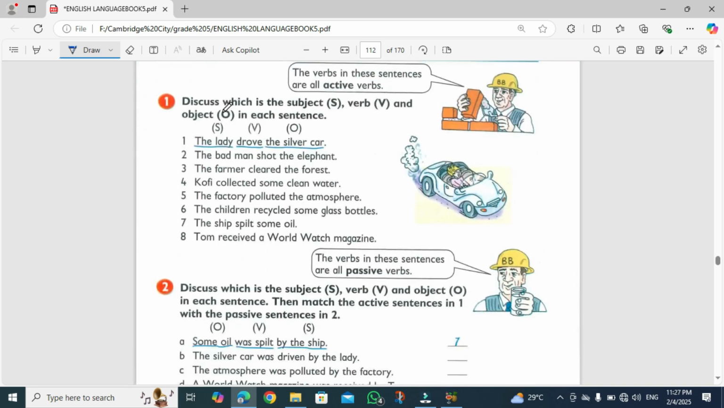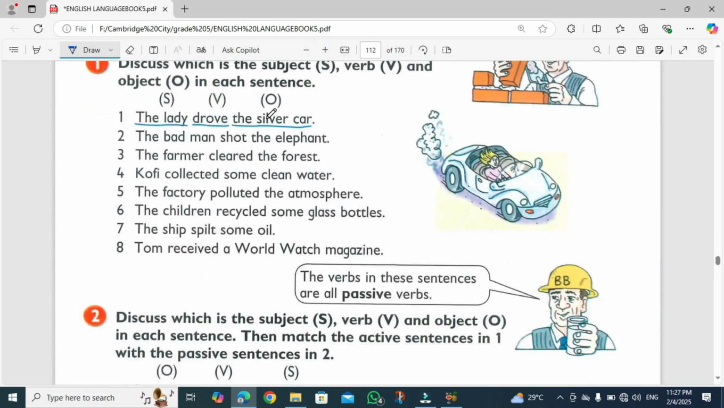Let's look over here. Discuss which is the subject, S, which one is the verb, V, and which one is the object. Let's look at the sentences from number 1 to number 8. Number 1, the lady drove the silver car. Where is the subject? The subject is the lady. Drove is the verb. The silver car is the object.